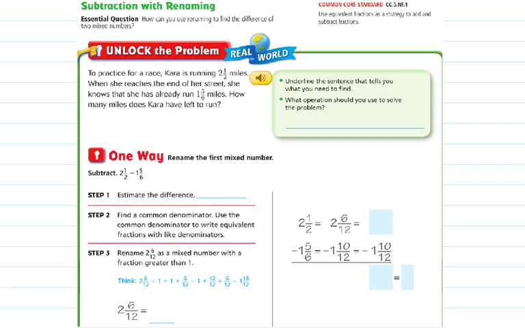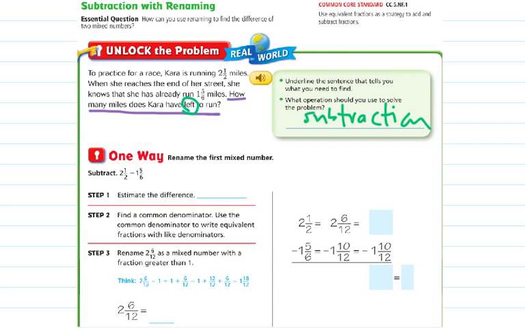So boys and girls, we are going to underline how many miles does Kara have left to run, because that's what we need to find. And when we hear the word left, boys and girls, we have to think subtraction. So that's the operation that we're going to need to use to solve this problem. So one way, boys and girls, that we can do that is we can rename the mixed number first.